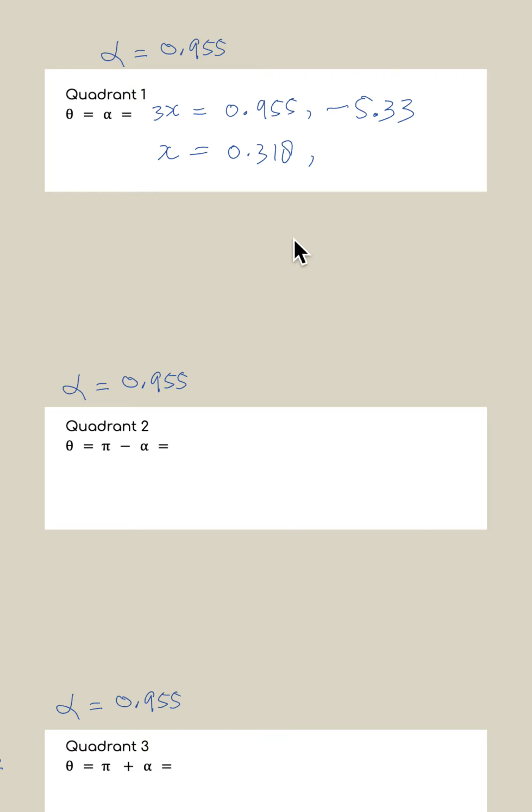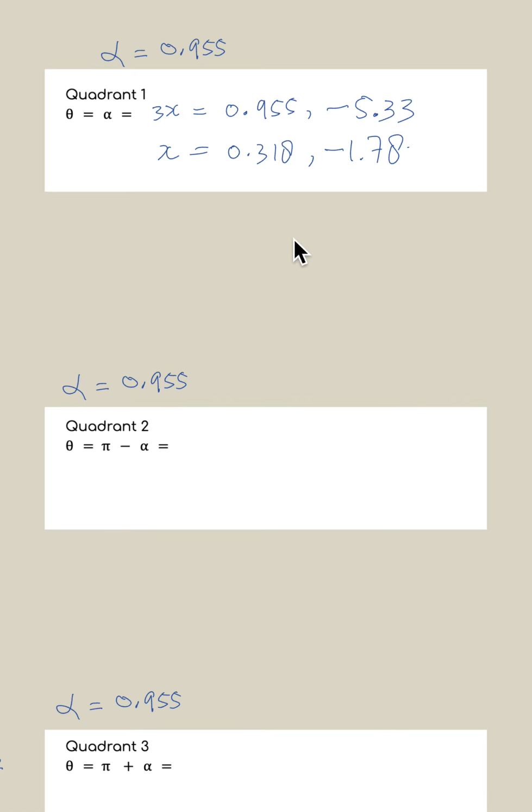How about the other one? Negative 5.33. If you divide by 3, you're going to get negative 1.78. That's it. We get two values for x in quadrant 1.